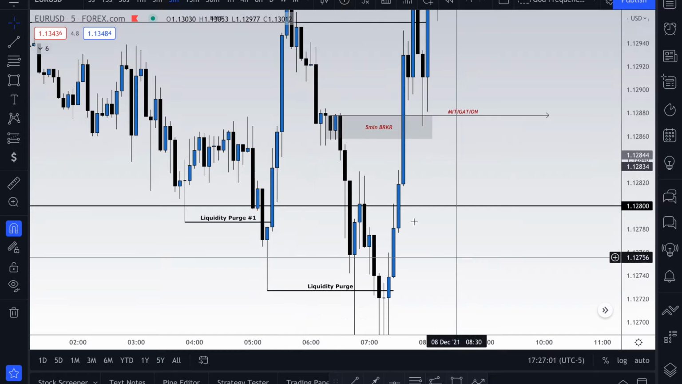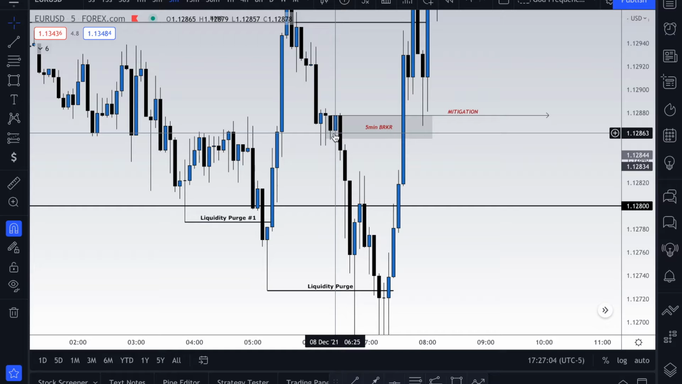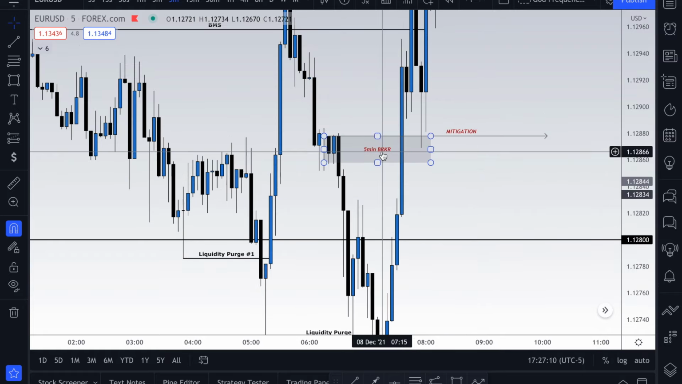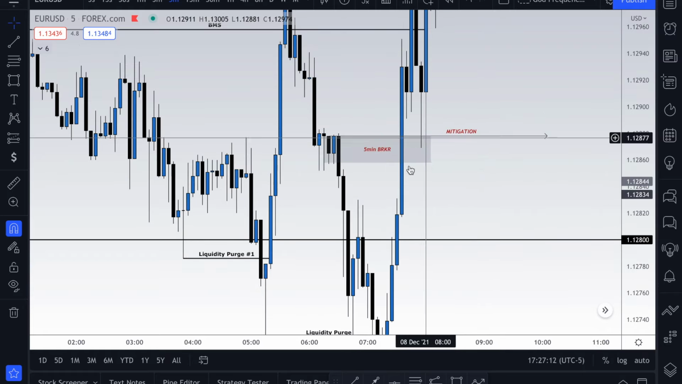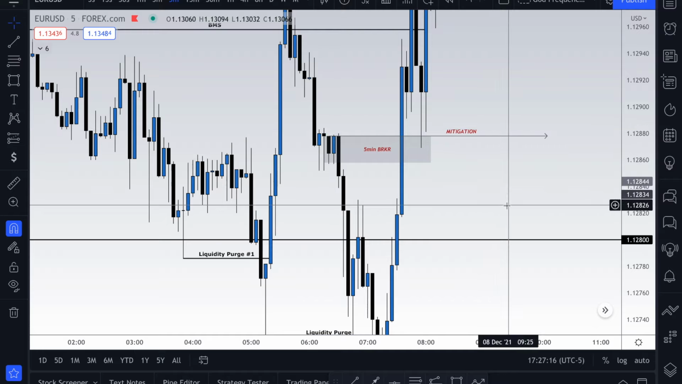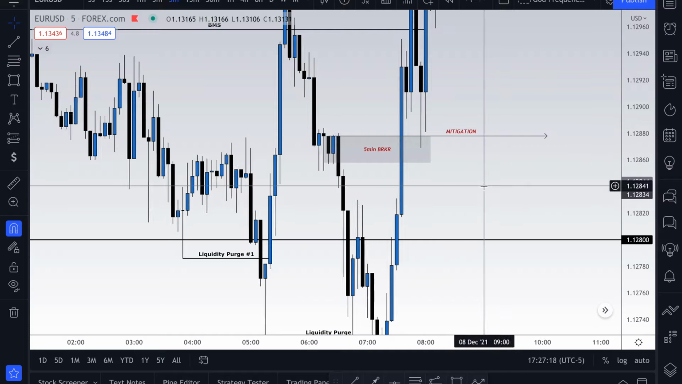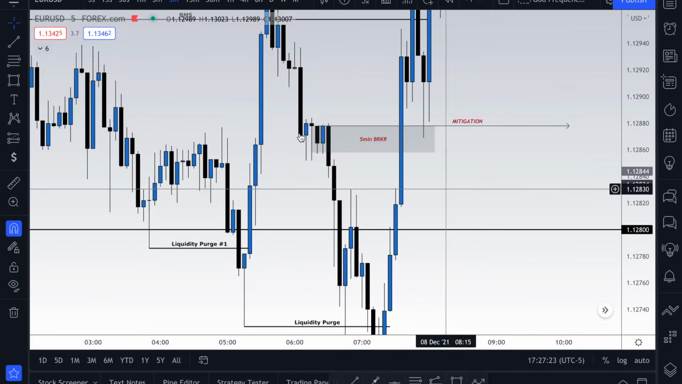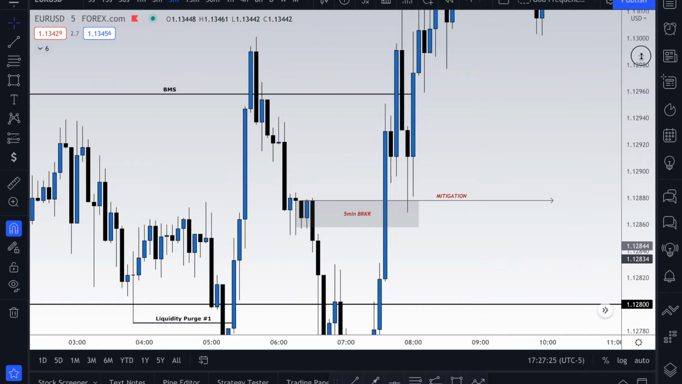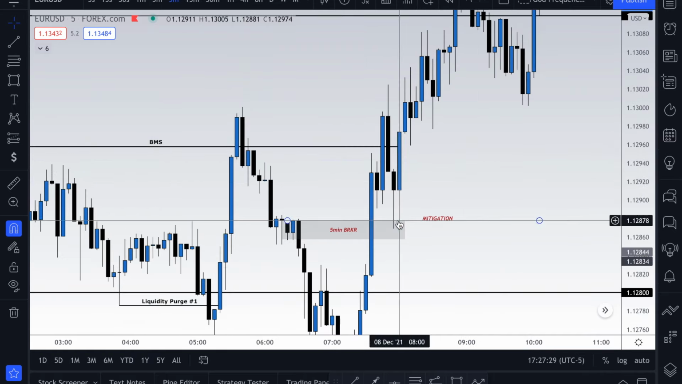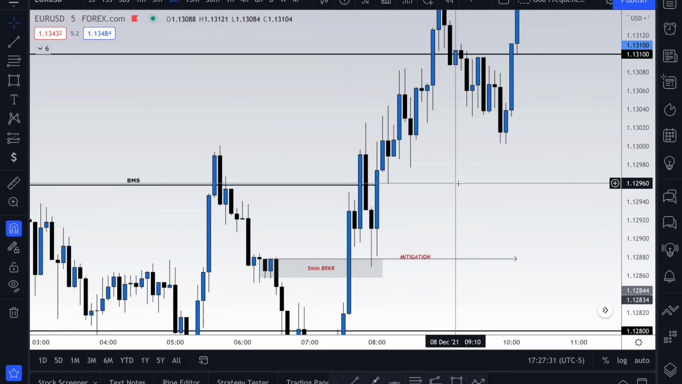So in this instance, after you see that second purge in liquidity, what I see resting here is a breaker block, which is another way of saying this is where the big institution would look to come and mitigate their short positions. After this liquidity purge here, we have that breaker block. What happens is price comes back, tests that, and then boom, you're off to the races.